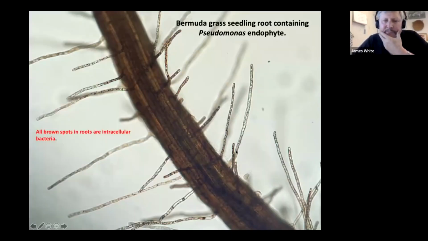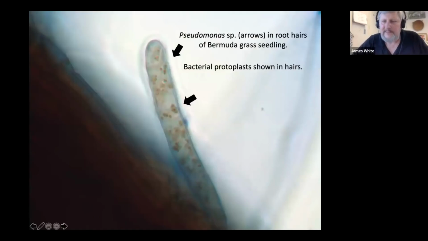This is stained for hydrogen peroxide. All that brown is bacteria in there. And if you look at the root itself, the little brown dots, those are bacteria inside there. These roots are filled with bacteria. This shows one of these root hairs. You can see all the little spherical structures, those are the protoplast phases inside there. That's a pseudomonad, so that's a Pseudomonas bacterium, a common soil bacterium, a common plant bacterium.